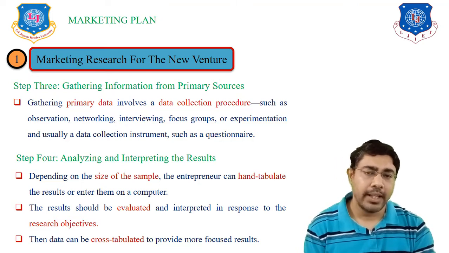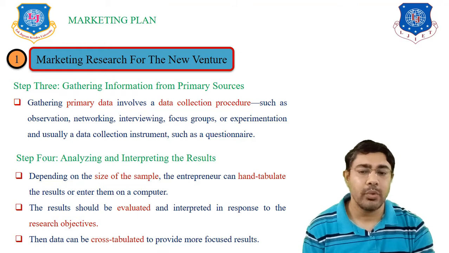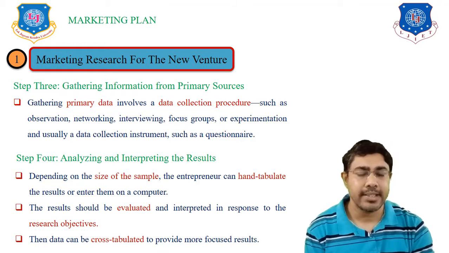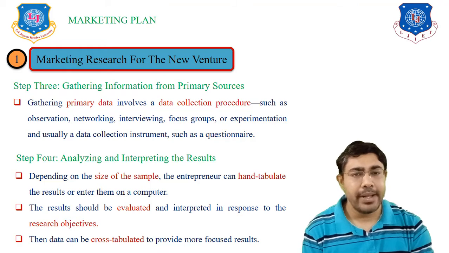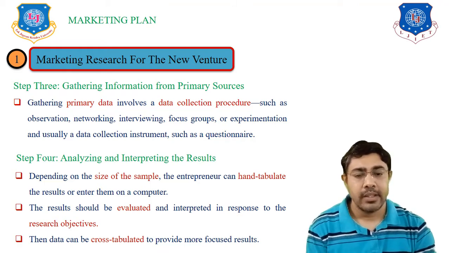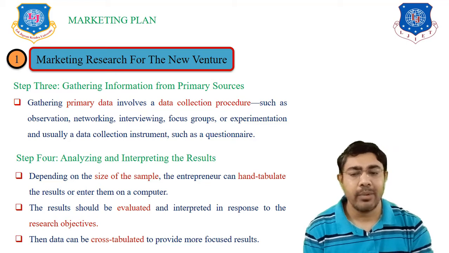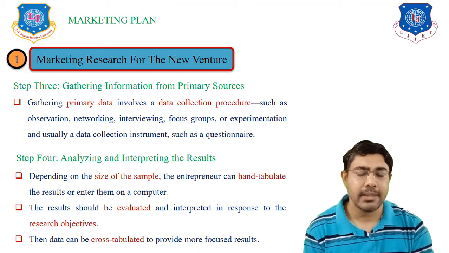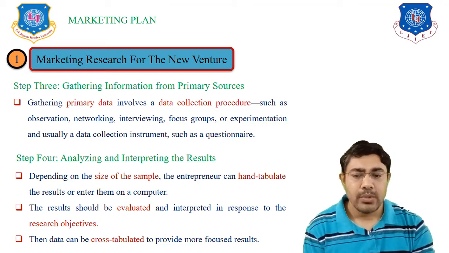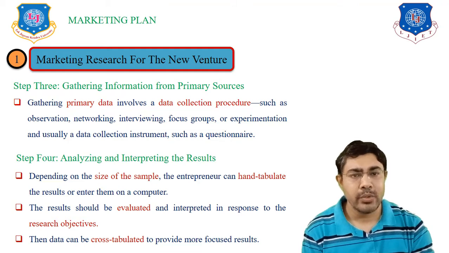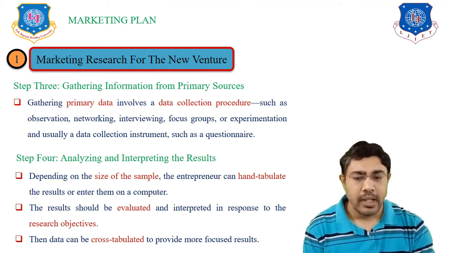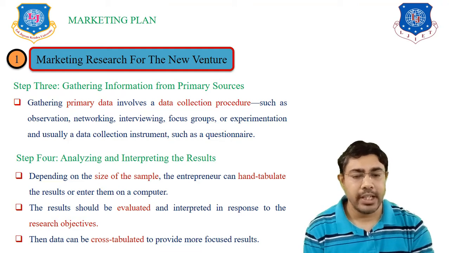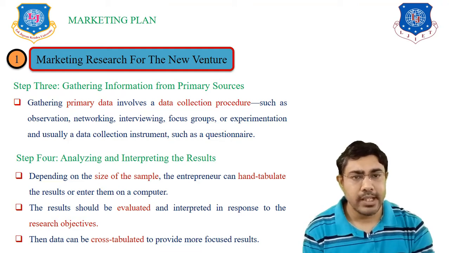So whatever data you have collected, that data has to be analyzed and the results interpreted. So in the fourth step, depending on the size of the samples, the entrepreneur can tabulate the results by hand or enter them on a computer. So either you can use computers or you can simply analyze in a hand-tabulated format. Whatever your choice, you can choose according to the size of the samples. And the results should be evaluated and interpreted in response to the research objectives.